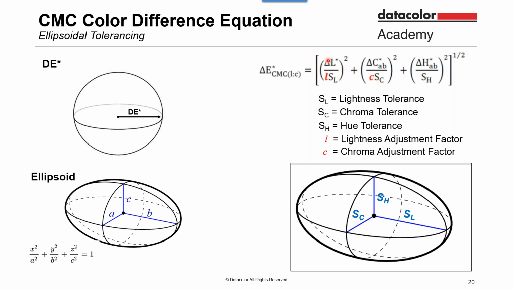The color difference is up here, the delta L, delta C, and delta H. That's what you calculate when you do the standard and the batch calculation. So those are plugged in up here, and then the equation is set to calculate the delta E.